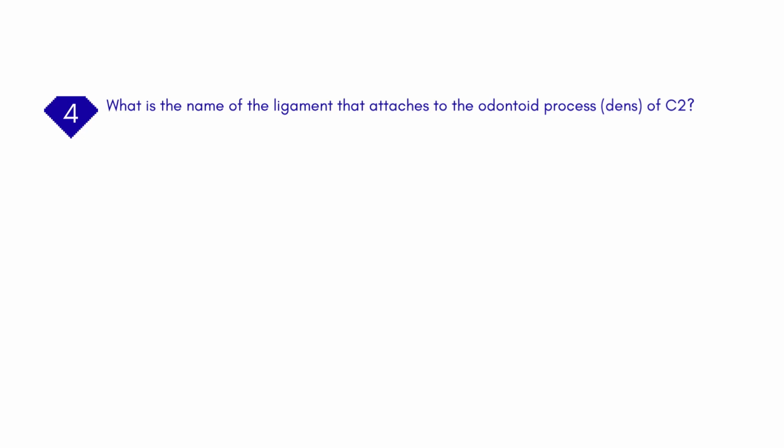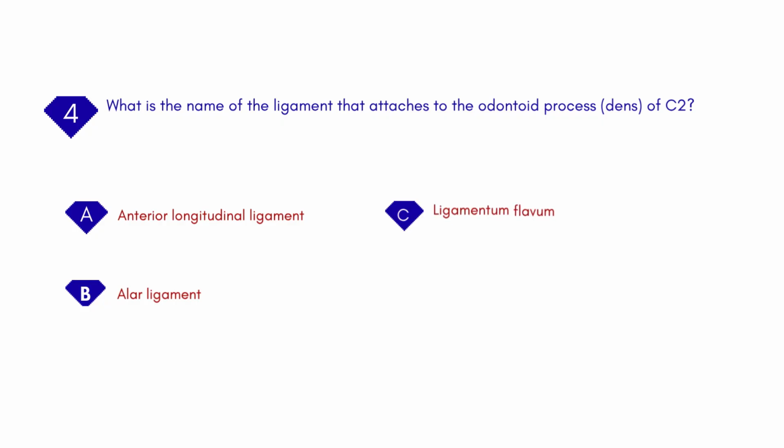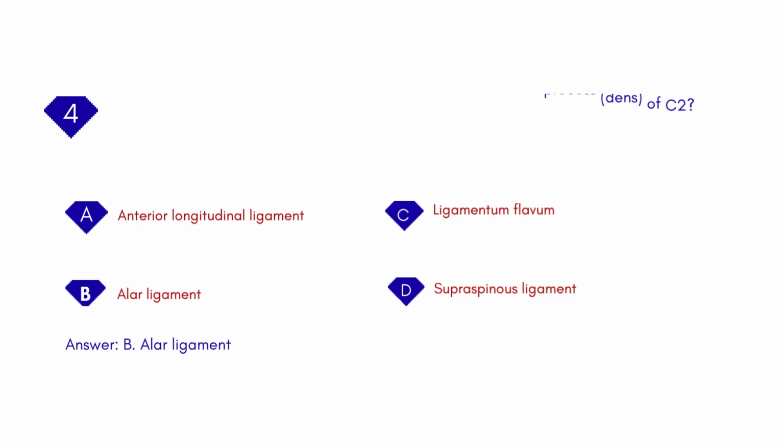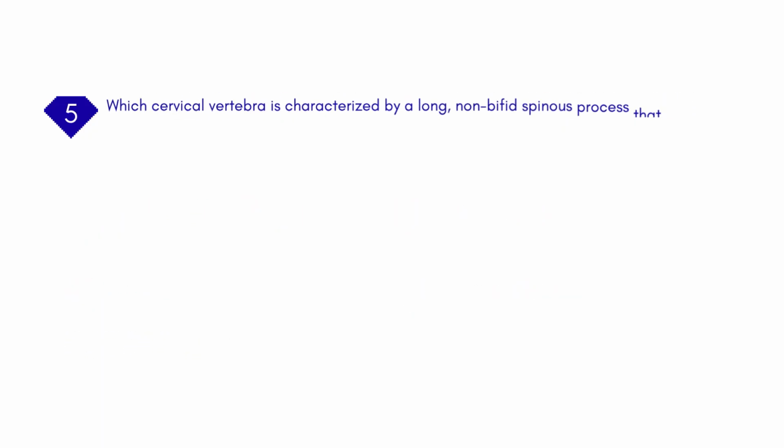Of C2? A. Anterior longitudinal ligament. B. Alar ligament. C. Ligamentum flavum. D. Supraspinous ligament. Answer, B. Alar ligament. Which cervical vertebra is characterized by a long, non-bifid spinous process that is easily palpable?